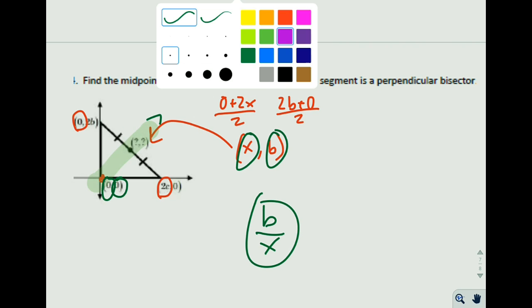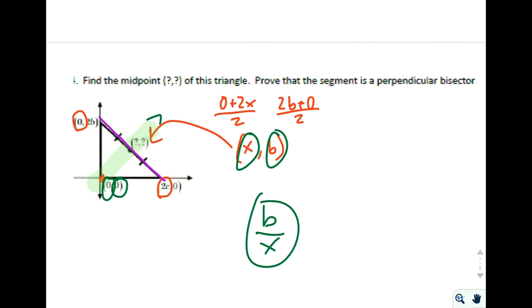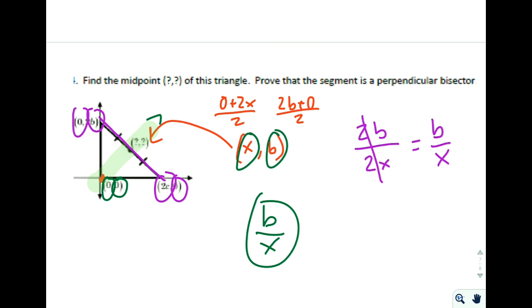Our other segment here, let's find the slope of that. Distance between our y's is going to be between 0 and 2b, 2b. Distance between our x's is 2x. So that equals, if you cancel out our 2's here, b over x. And that slope is negative, going down, so it is negative.